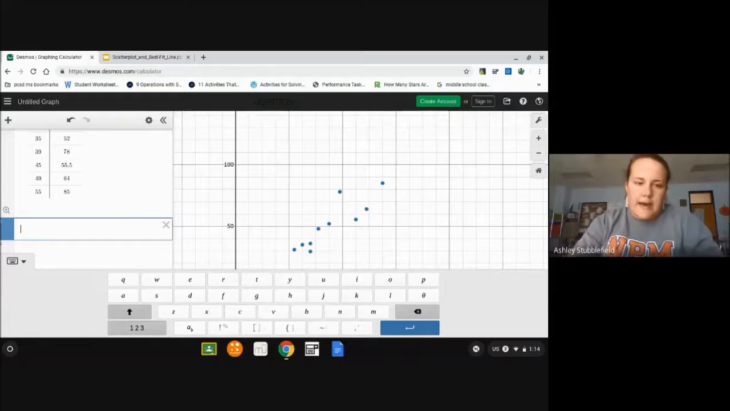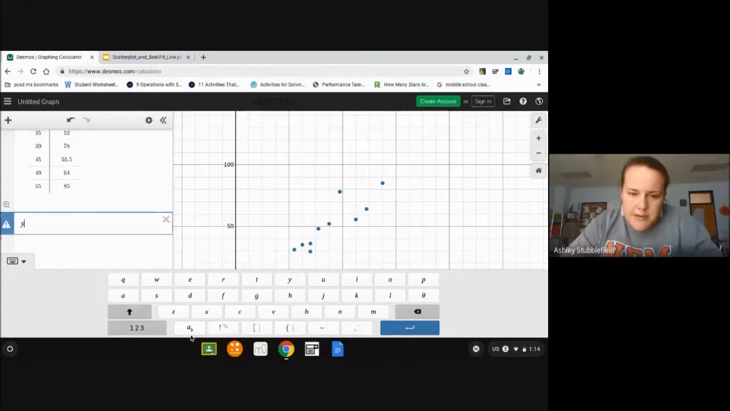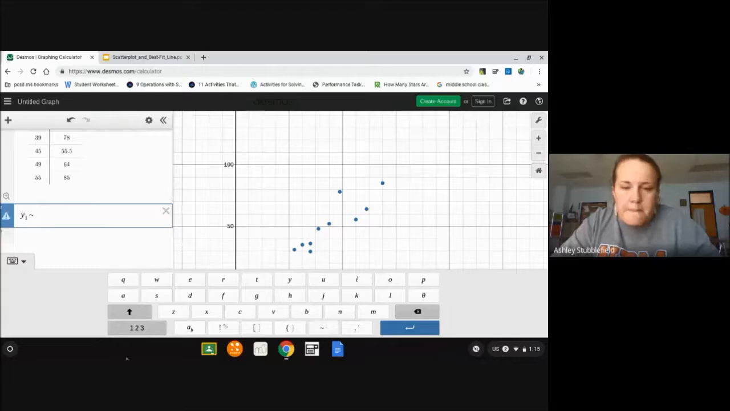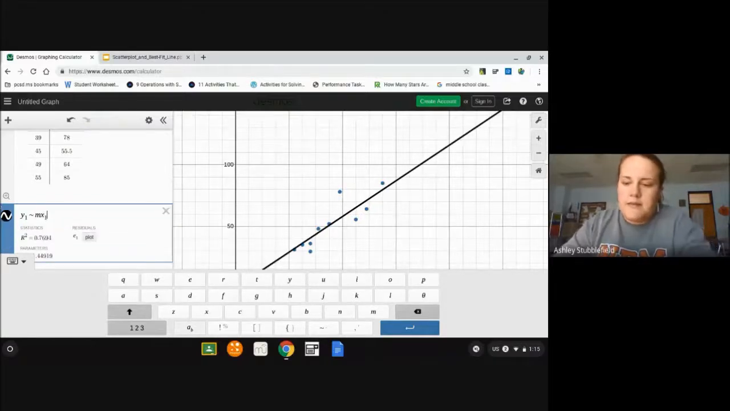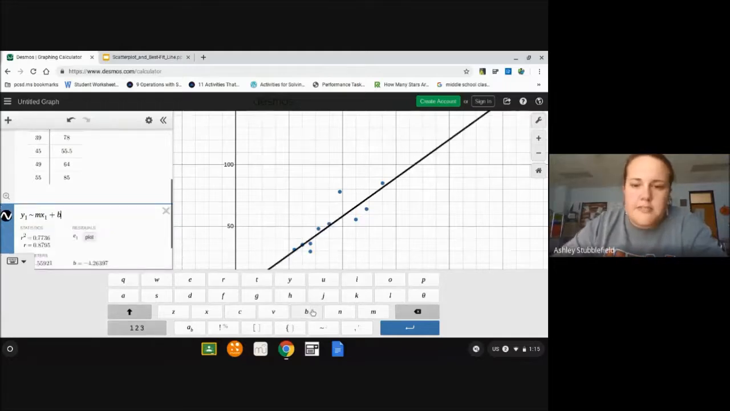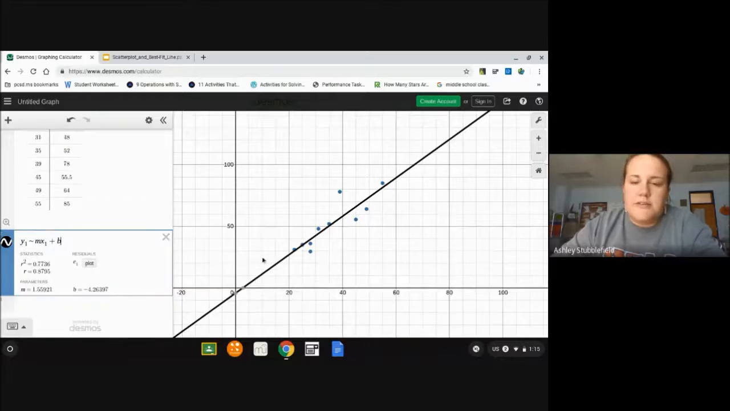So I'm going to start with Y. The subscript button is this right here. Instead of the equal sign, we're going to put this little symbol. And the slope is M, X. Use the subscript again and put X1. And then plus B for our y-intercept. I'm going to close my keyboard. So you can see the line of best fit was drawn for us.